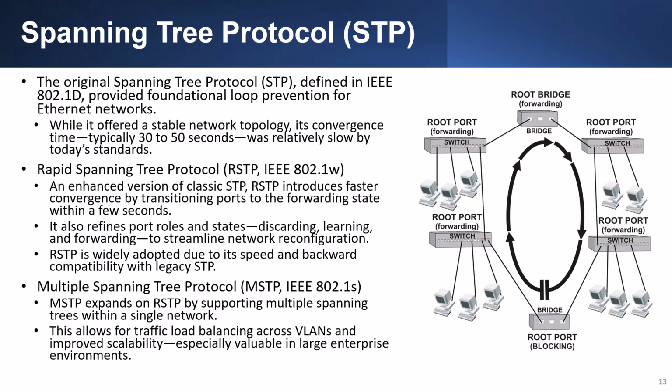Multiple Spanning Tree Protocol, or MSTP, as defined in IEEE 802.1s, expands on RSTP by supporting multiple spanning trees within a single network. This allows for traffic load balancing across VLANs and improved scalability, especially valuable in large enterprise environments.